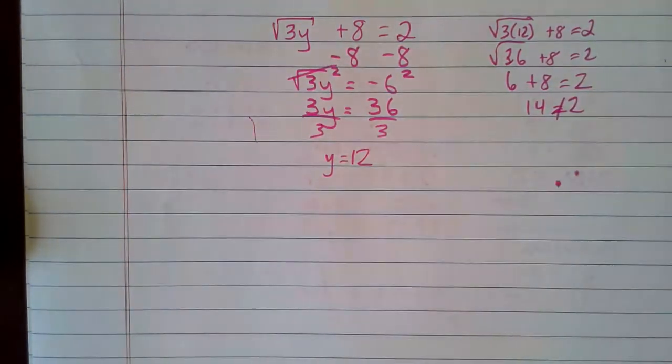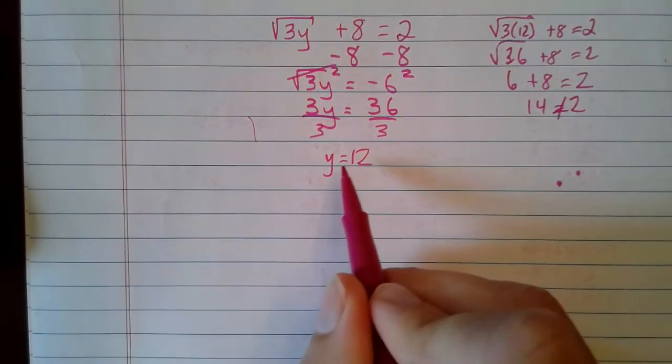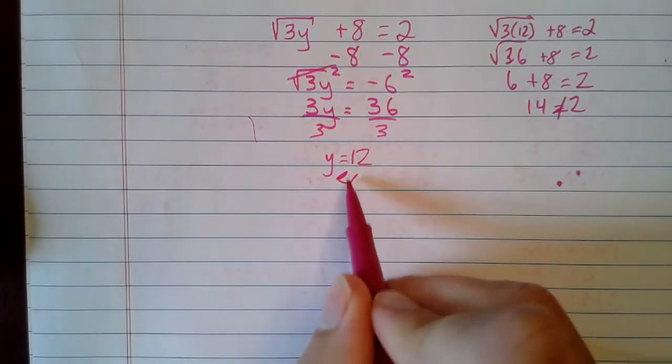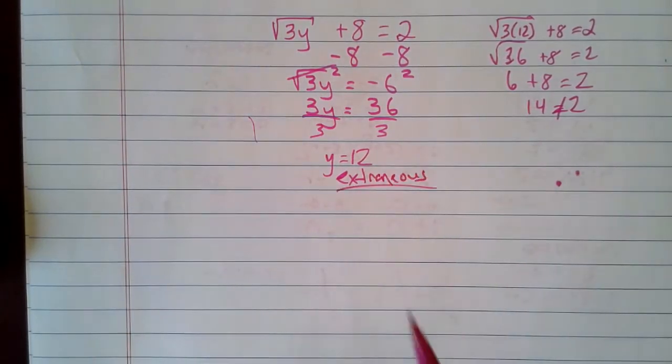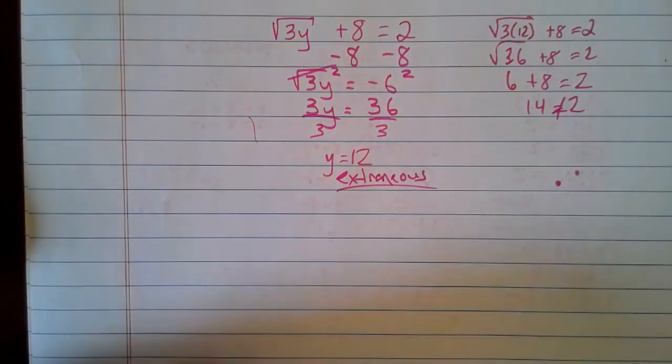What does that mean? That means that our solution, our one solution, we only got one this time, is extraneous. That means even though we got a solution, it doesn't work in the equation. We could leave it like this and say that is what it is, but let's briefly talk about why. What part of this makes this happen? Why does it happen sometimes and sometimes not?